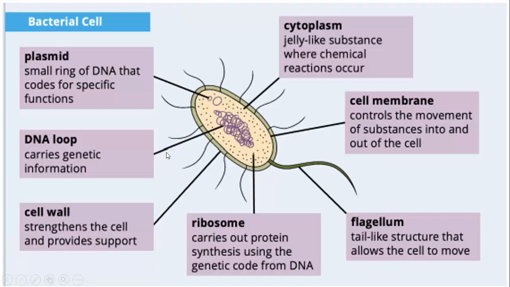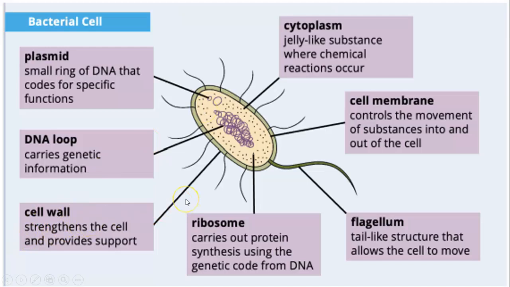Also, these are the structures of the bacterial cell. So, can you please study each one of them? It's very important for you to know how to label a bacterial cell. So, a plasmid. This is the ring of DNA. Again, any DNA has the codes, and every code means a function that this cell can do. The DNA loop also carries the genetic information.